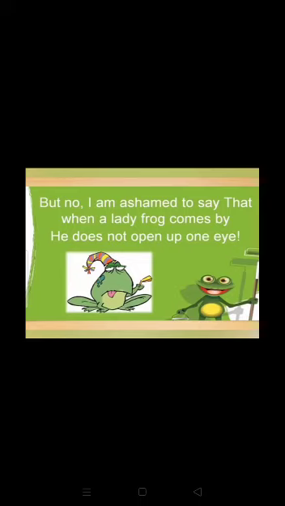How lazy the frog is, you all might have learned. So kids, I prefer that you don't be like him in any phase of your life. Be active, be safe.